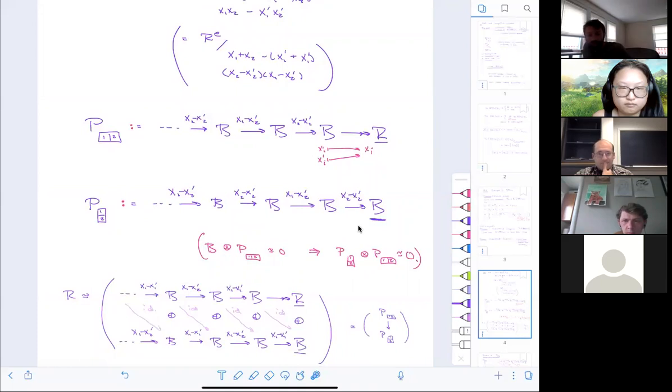This arrangement of bimodules and maps, this chain complex, collapses down to just the identity bimodule. These B's cancel in pairs, and you get just the identity bimodule. So that's the statement. That's the relationship between R and the two projectors.